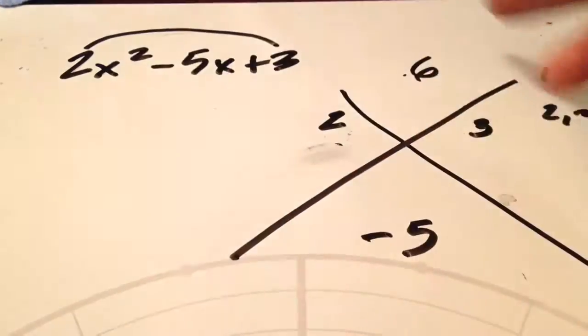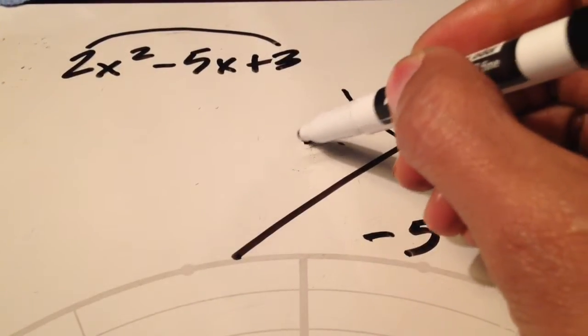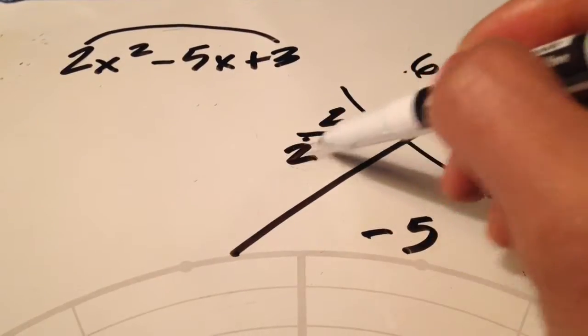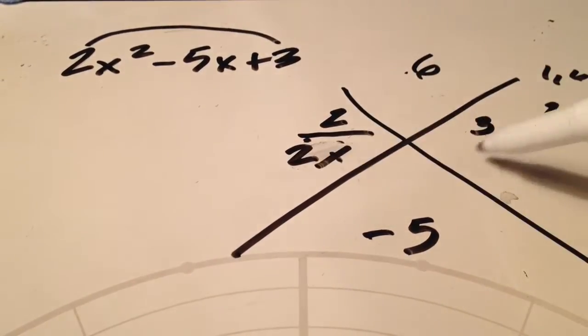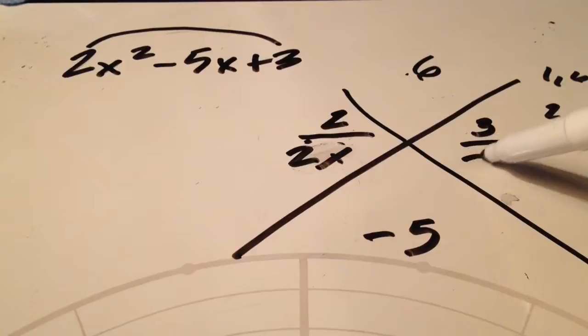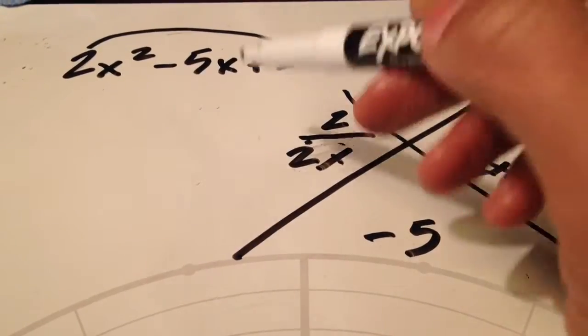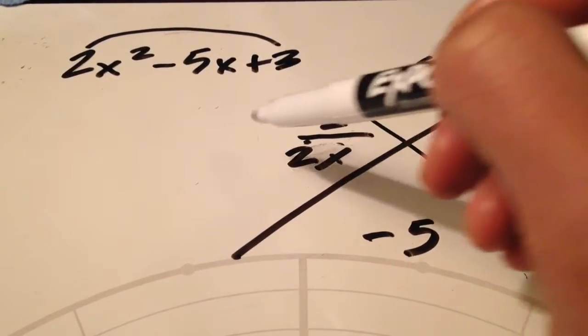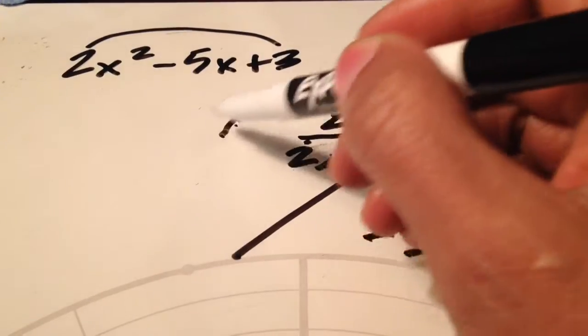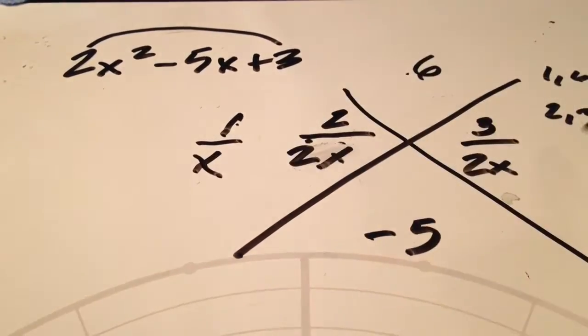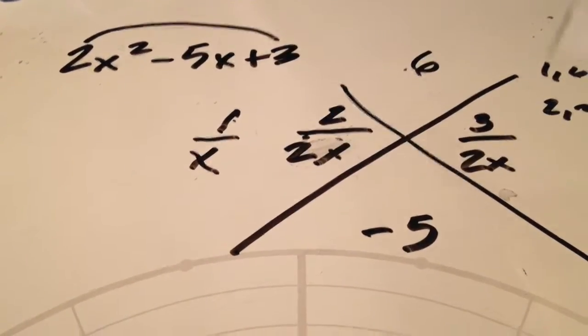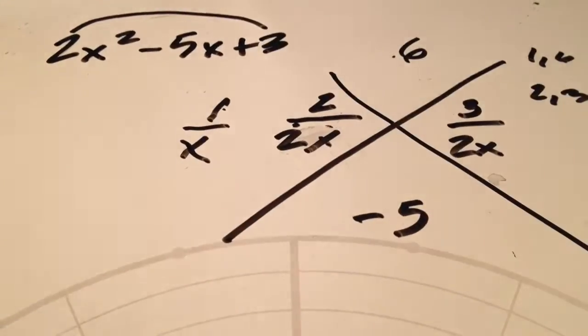And then the shortcut is you take that leading coefficient, 2, and then I write it with one of the variables underneath each one of these terms. Wherever it reduces, I reduce. So this will reduce to 1 over x. And this doesn't reduce, it stays like it is. And then I can write my two factors.